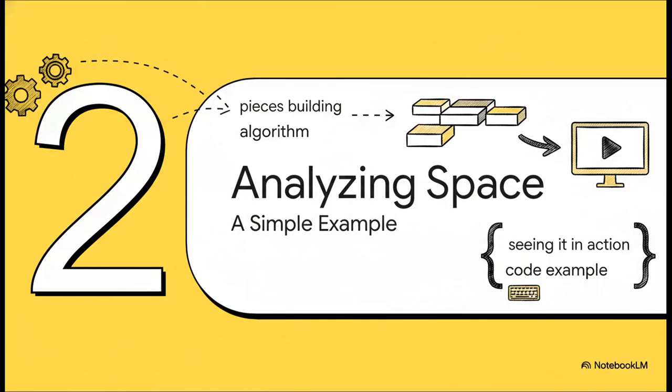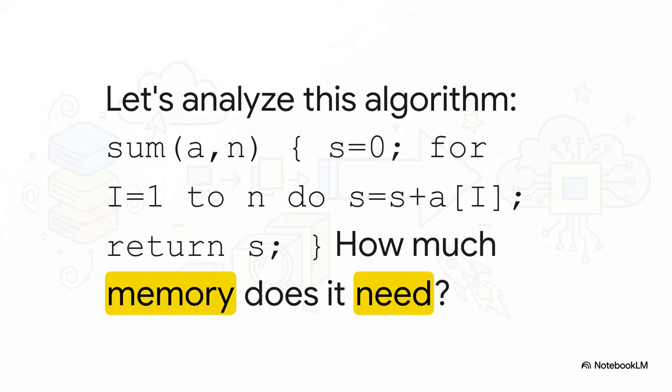All right, that's enough theory for now. The best way to really get this stuff is to see it in action, right? So let's walk through a super simple code example and break down its space complexity step by step. Okay, so take a look at this function. All it does is take an array of numbers and add them all up. Super simple, right? But let's put on our space complexity hats for a second and ask the real question. How much memory does this little bit of code actually use?